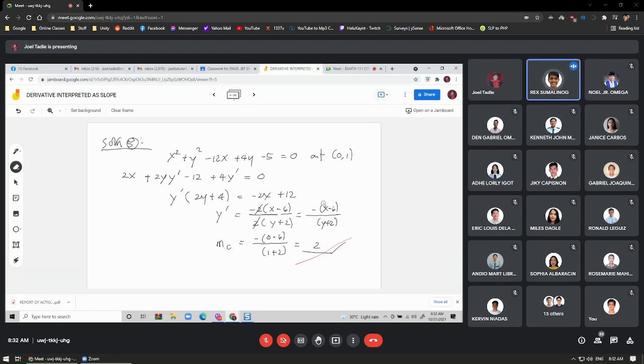Since we now have the derivative, we can substitute the x and y variables, which is 0 for x and 1 for y. So we calculate negative 1 times 0 minus 6 all over 1 plus 2. 0 minus 6 is negative 6, times negative 1 gives positive 6 over 1 plus 2, which is 3. 6 over 3 equals 2.